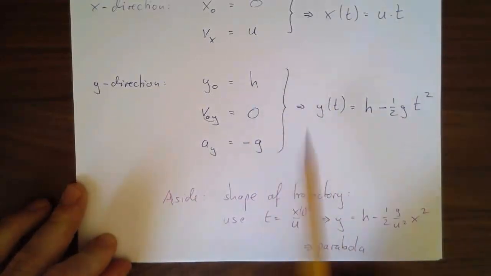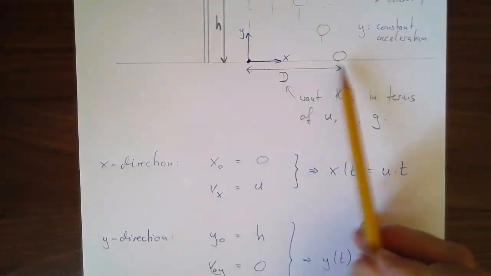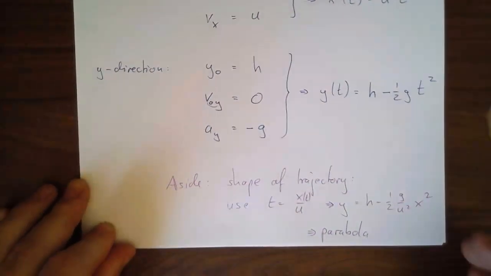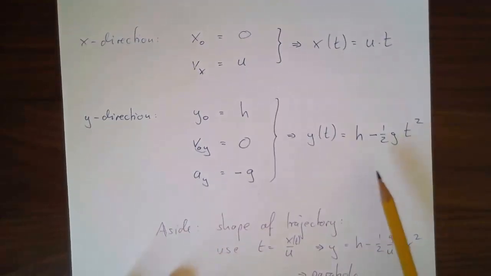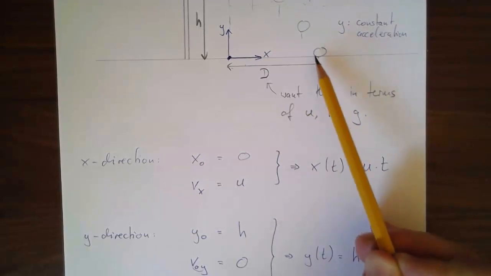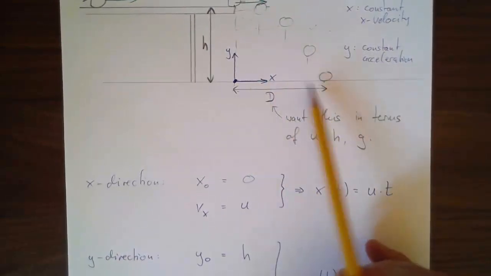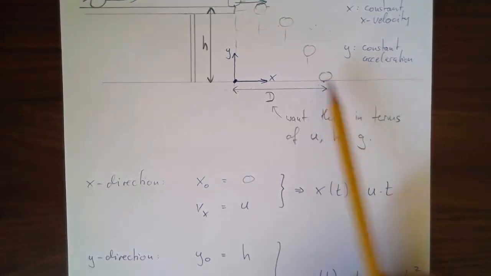Okay, let's go back to the actual question. So we figured out the x and the y direction. We're trying to figure out what is the distance traveled. So far, this was fairly straightforward. So what do I want to figure out? Well, what does it mean? Like, what am I asking? I want to find this distance. Well, what defines this distance? Well, it's defined by where the ball hits the ground, right?